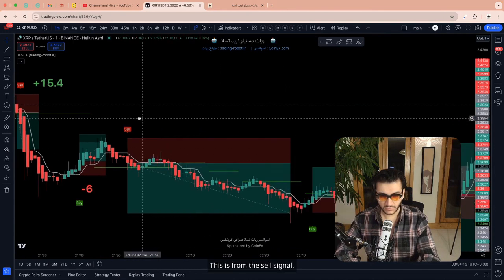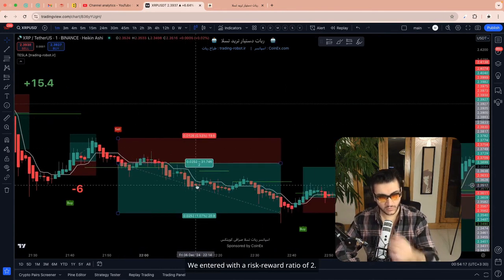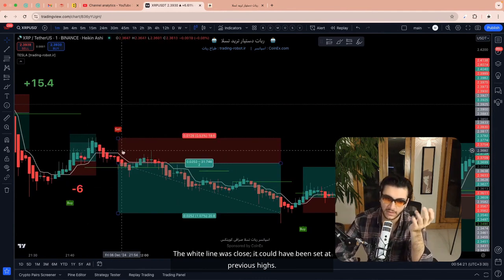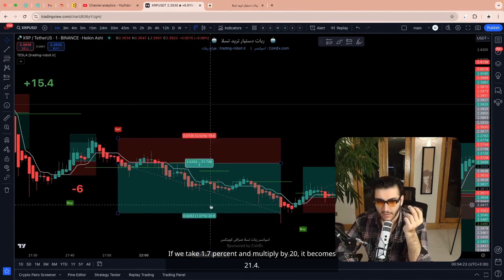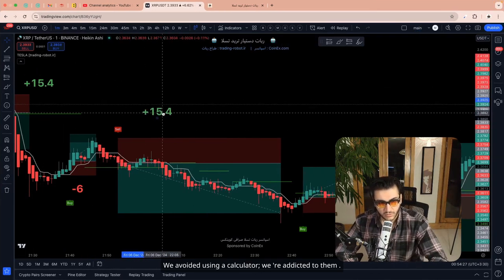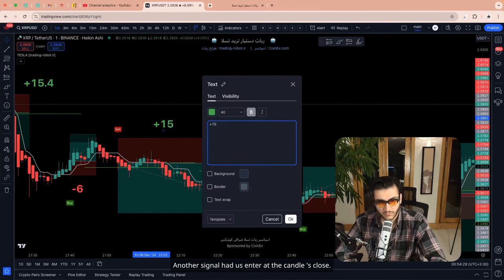This is from the sell signal. We entered with a risk-reward ratio of 2. The white line was close. It could have been set at previous highs. If we take 1.7% and multiply by 20, it becomes 21.4. We avoided using a calculator. We're addicted to them.